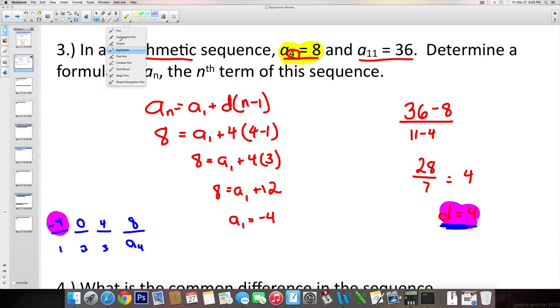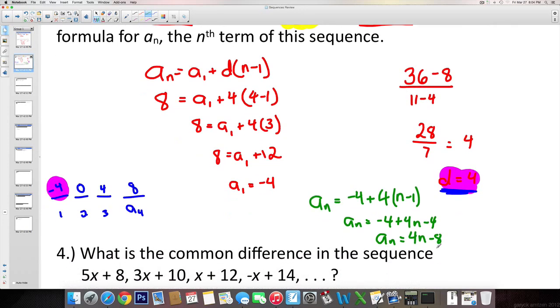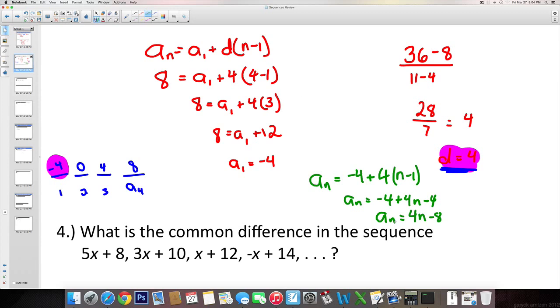So our final answer is going to be a sub n equals the first term, which is -4, plus 4 times n minus 1. And once again, we could distribute this out just to simplify it. And we get a sub n equals 4n minus 8. That would be our general form to find any term number.